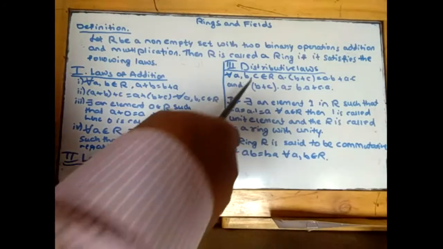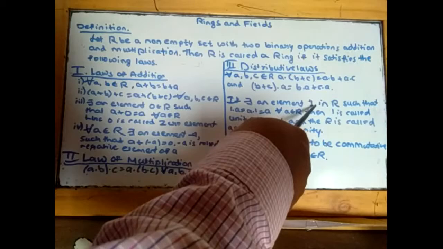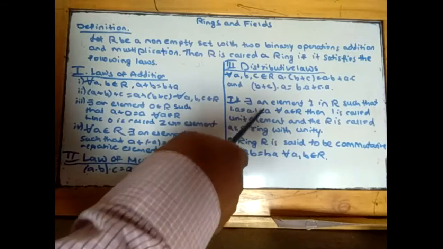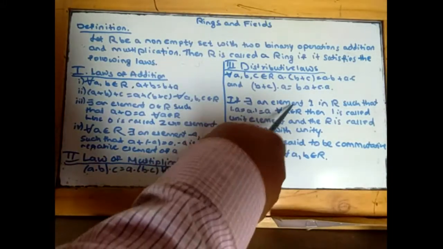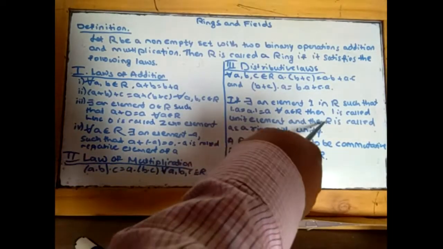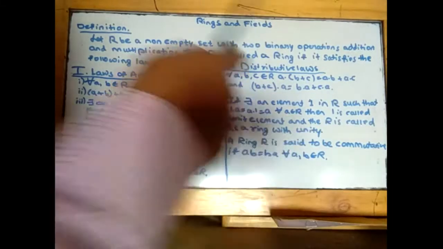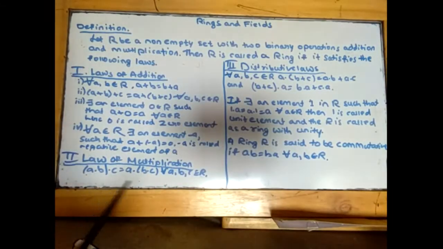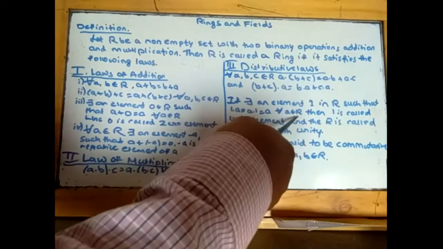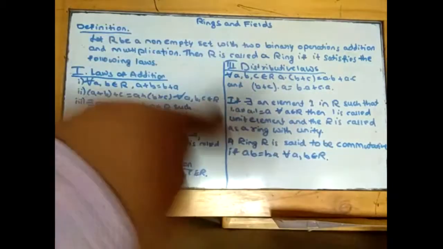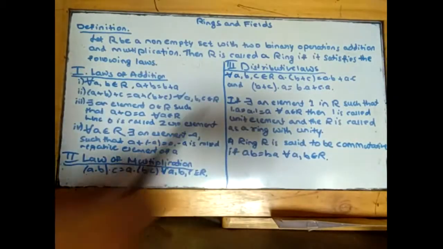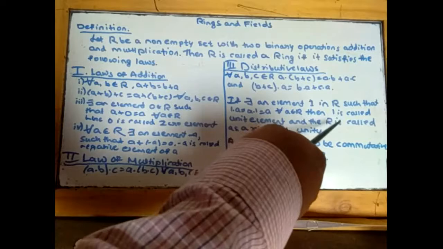Now suppose that there exists an element 1 in R such that 1 into a is equal to a into 1 is equal to a for all a belongs to R. Then 1 is called a unit element, and the ring R is called a ring with unity. That is, if you multiply any element of R with 1, it should give the same element.